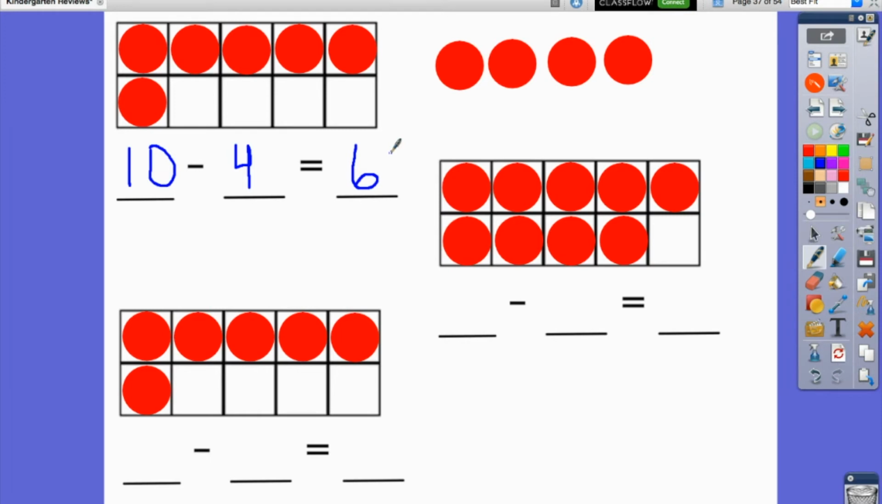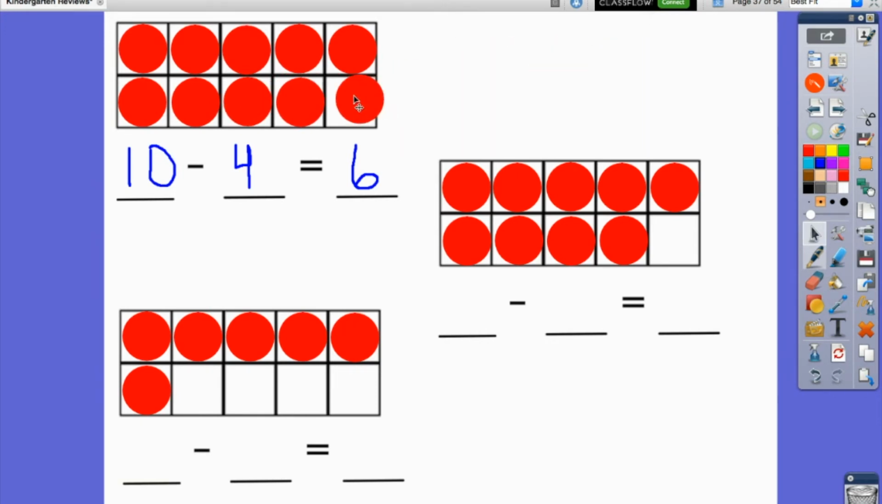Let's do that on our hands again. I want you to hold up all 10 fingers, because we started with 10 counters on my 10 frame. So each one of your fingers is showing one of the counters. So we have 10. Now, as I count and remove the counters, I want you to put your fingers down one at a time. All right?